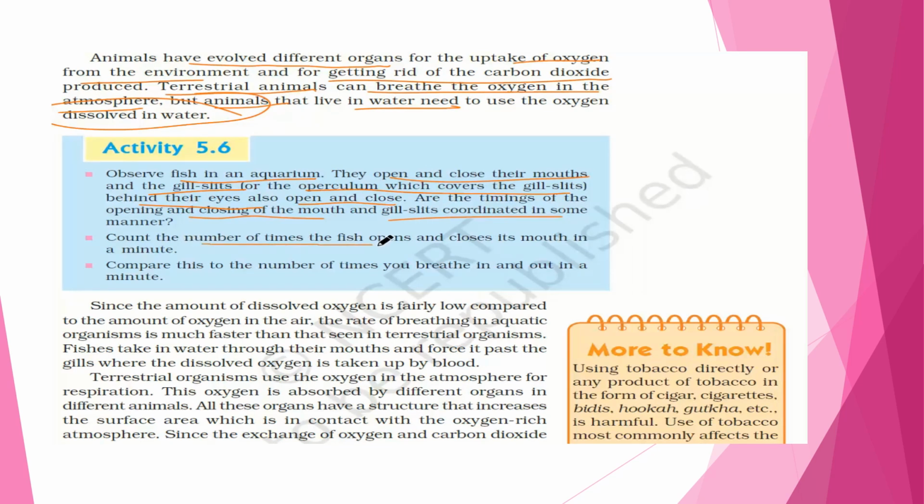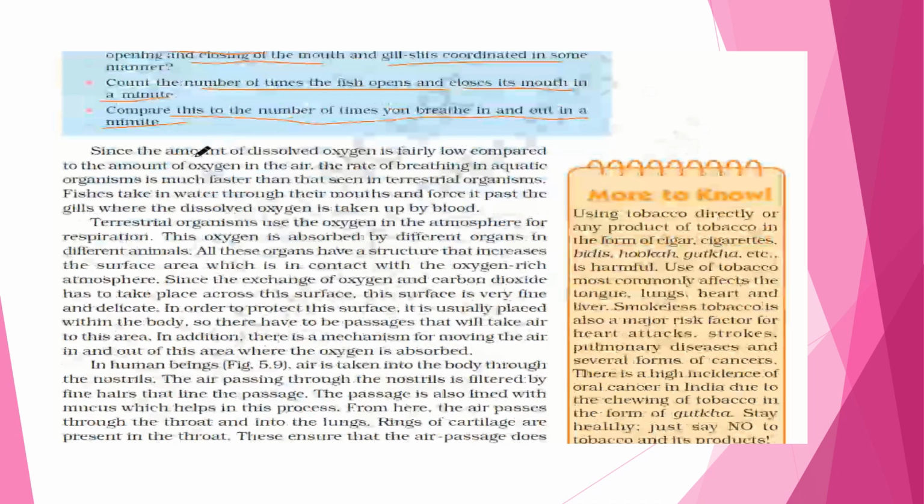Count the number of times the fish opens and closes its mouth in a minute and compare this to the number of times you breathe in a minute. So we as terrestrial animals, how many times in a minute are we inhaling and exhaling, and how many times in a minute is the fish in an aquarium inhaling? Why is there this difference? Since the amount of dissolved oxygen is very low compared to the oxygen in air, we are getting abundant oxygen in air, so we can breathe. The breathing rate in aquatic animals is very fast compared to terrestrial animals.